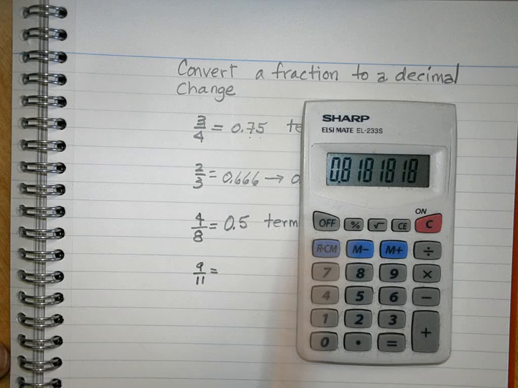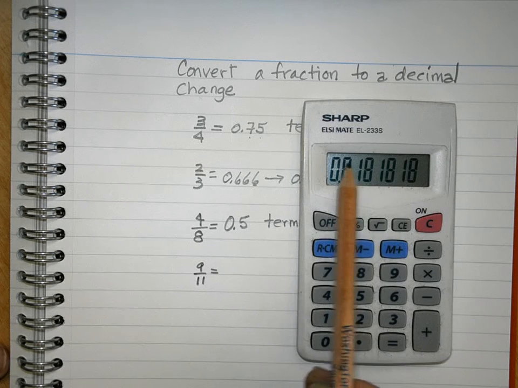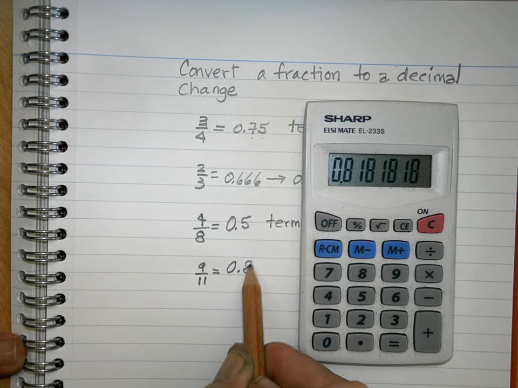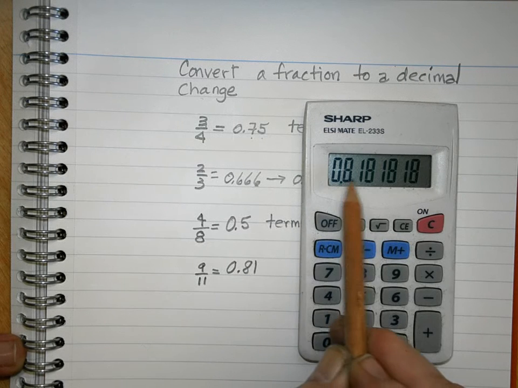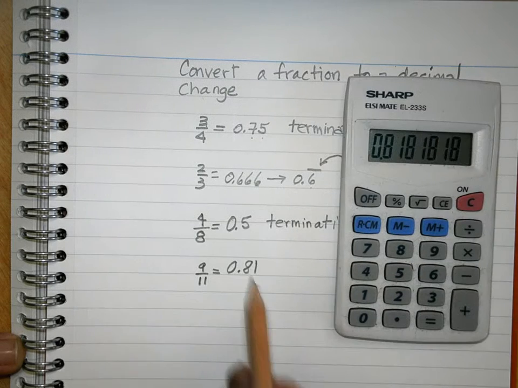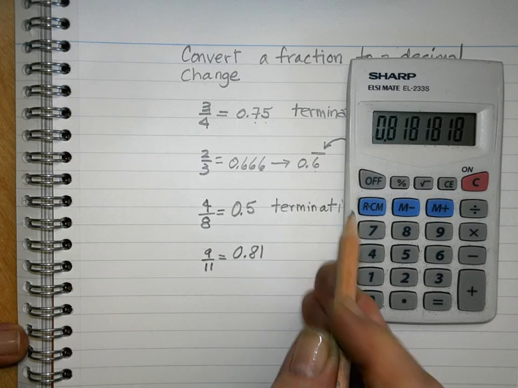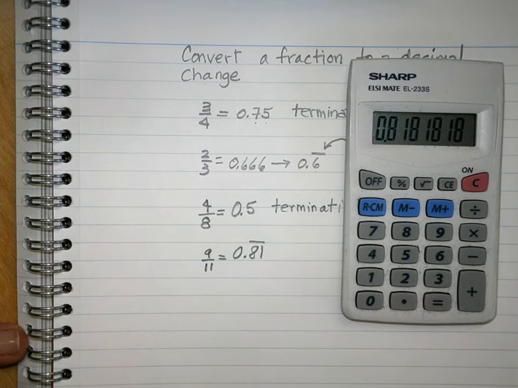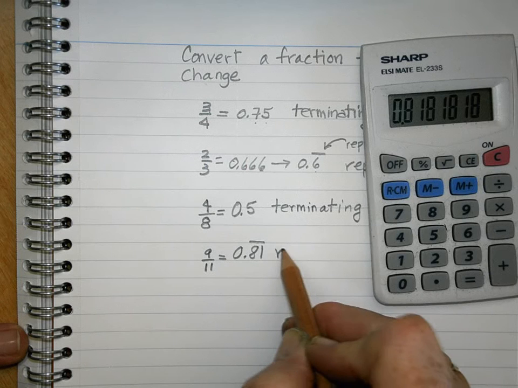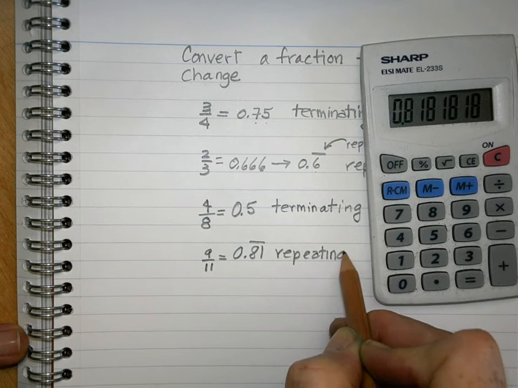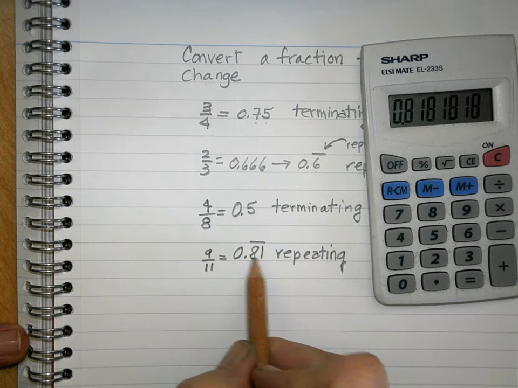So this is a repeating decimal, but it's repeating 2 digits. So I write 0.81, I noticed this 81, 81, 81 repeats. And so instead of drawing the bar above just one of these numbers, since 2 digits repeat, I draw the bar above the 2 digits that repeat. So this is definitely a repeating decimal. And these 2 digits repeat.